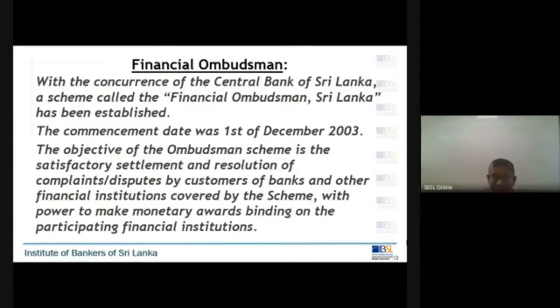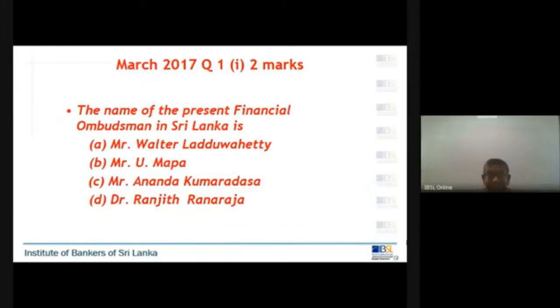Right. Now the questions go next. This is your March 2017 question. Can anybody tell me the answer? The name of the present financial ombudsman in Sri Lanka is, who is that? There are four people: Mr. Walter Laduheti, Suraj Mapa, Anand Kumaradasa, and Ranjit Ranaraja. So, who is the present financial ombudsman in Sri Lanka? This is your 2017 question.